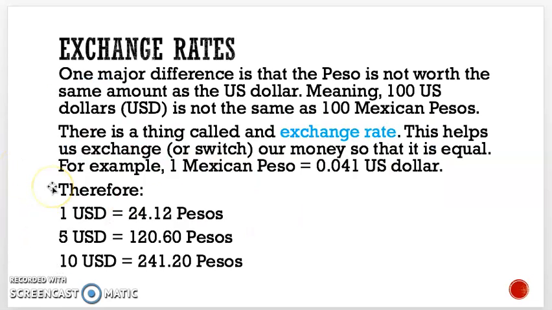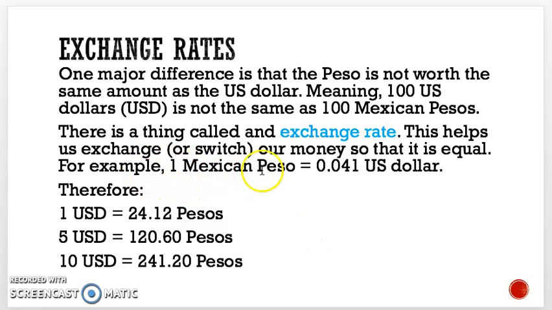Okay, we're going to talk about exchange rates. So one major difference is that the peso is not worth the same amount as the US dollar, meaning 100 US dollars or USD is not the same as 100 Mexican pesos. There's a thing called an exchange rate. So when you go to another country and they have different money, you exchange your American money for their money, at a certain rate at which they switch the money over. So that helps us exchange or switch our money so that it is equal.